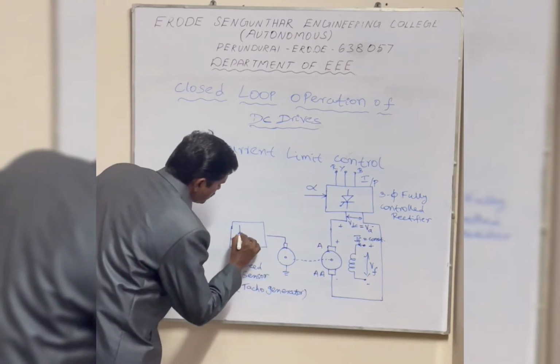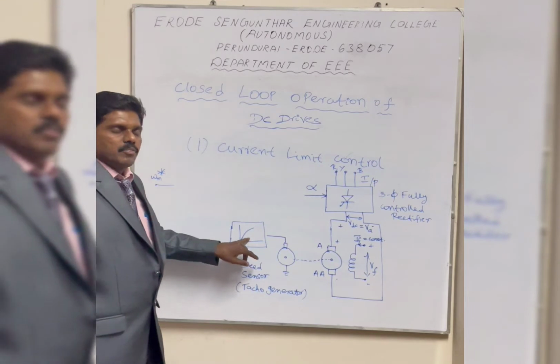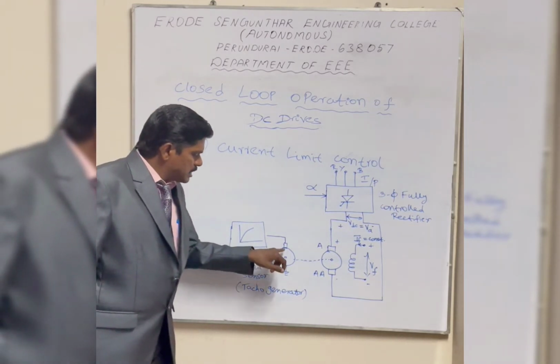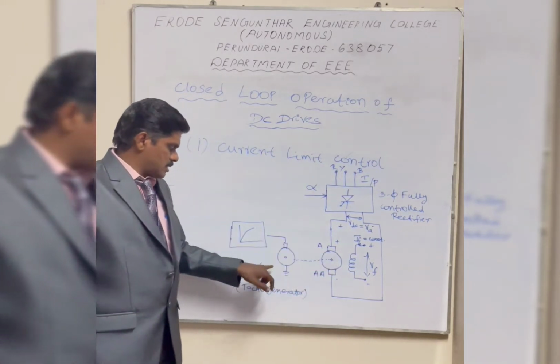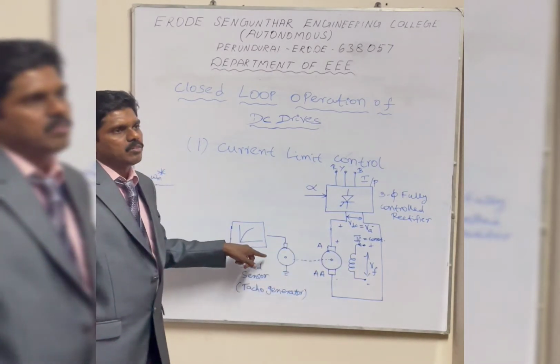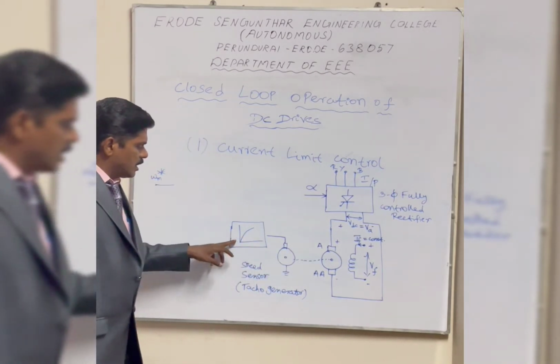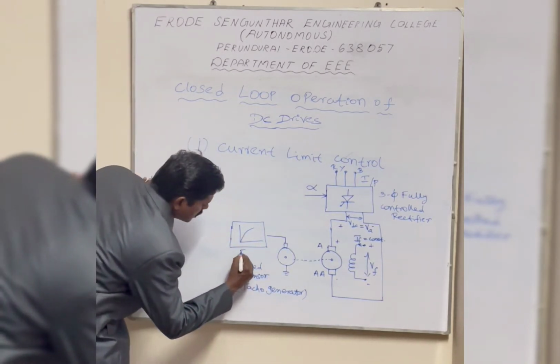So what is the purpose of this filter circuit? This filter circuit will filter out the ripples available in the tacho generator's actual speed signal. The ripples available in the signal will be filtered out by this filter circuit.